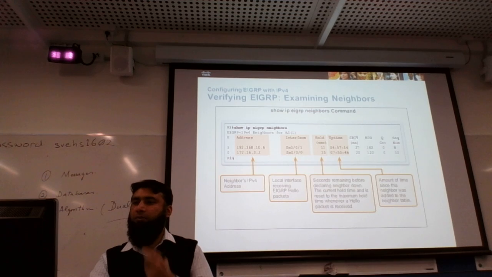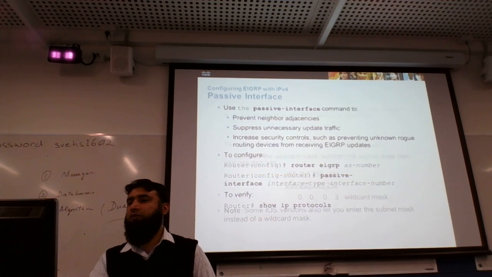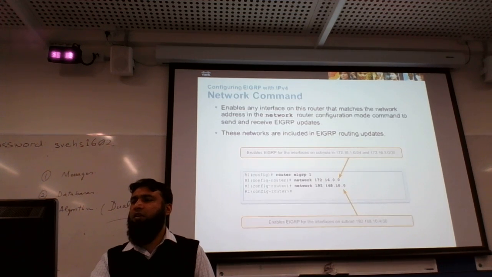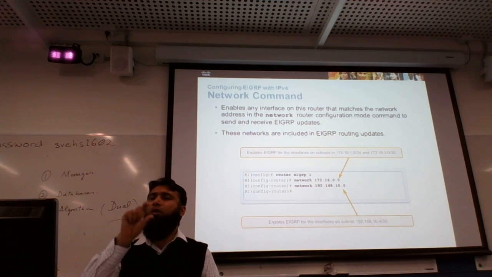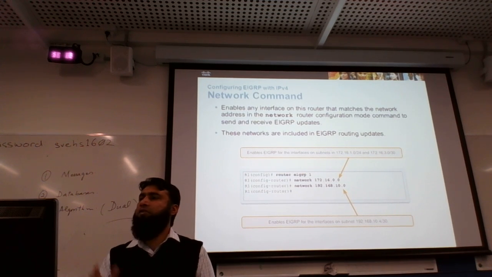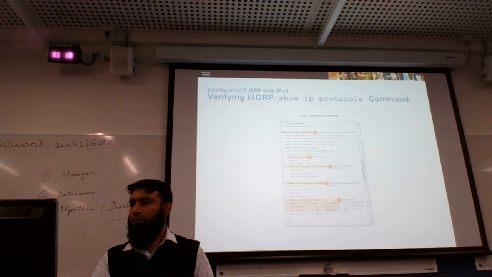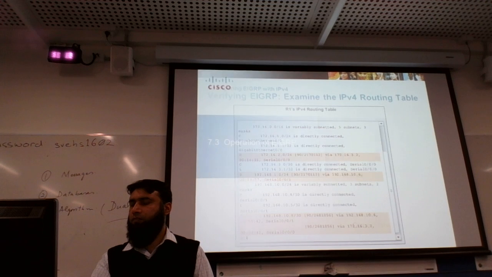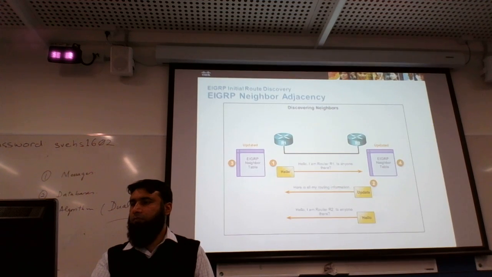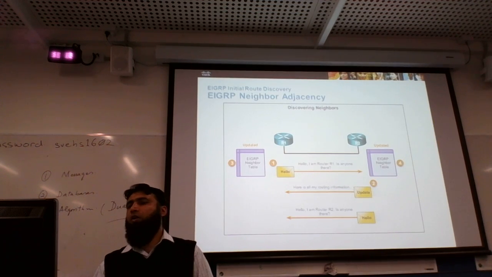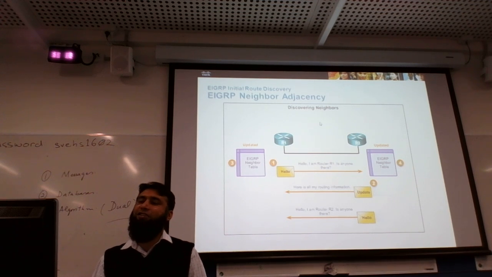Okay, so any question about configuration of EIGRP? The network command and the mode of routing protocol is the same as we've been doing in OSPF. So let's talk about how these EIGRP neighbor adjacencies are created.